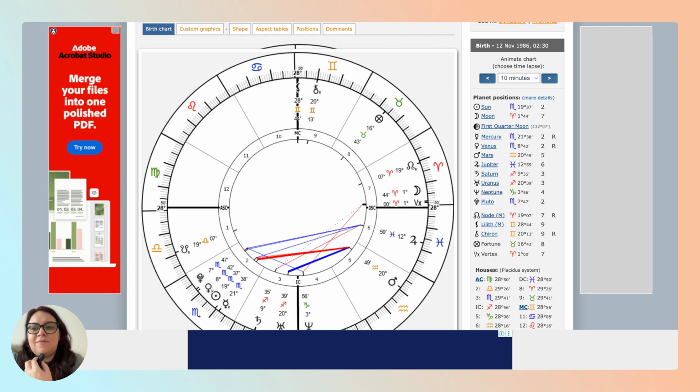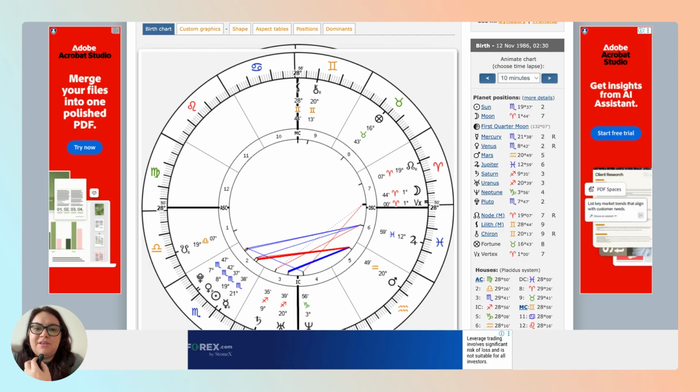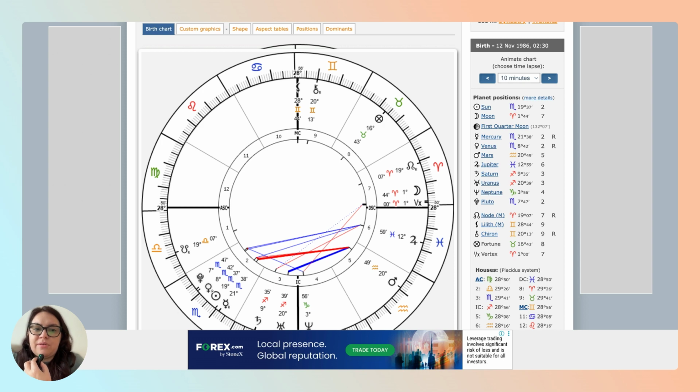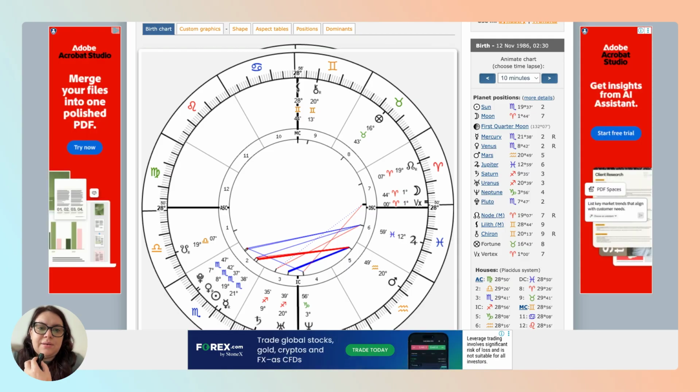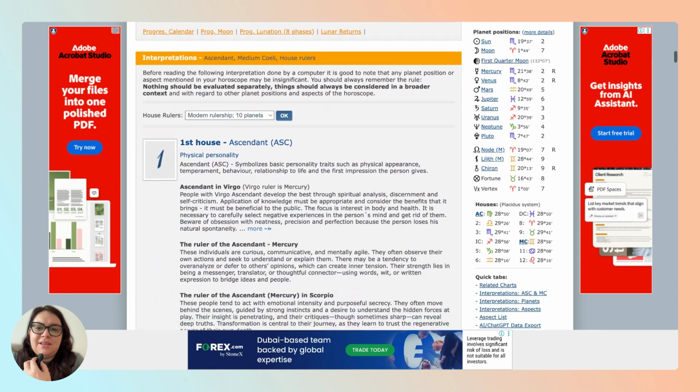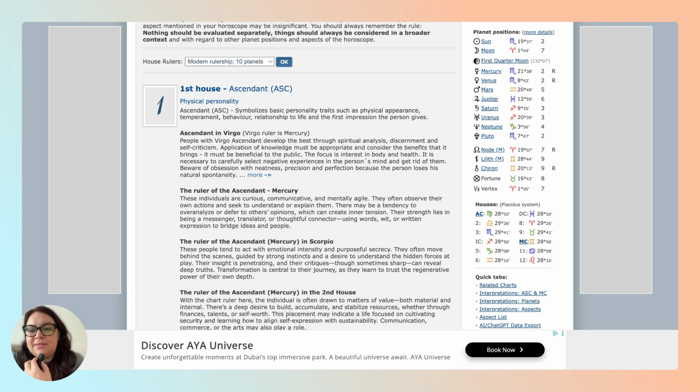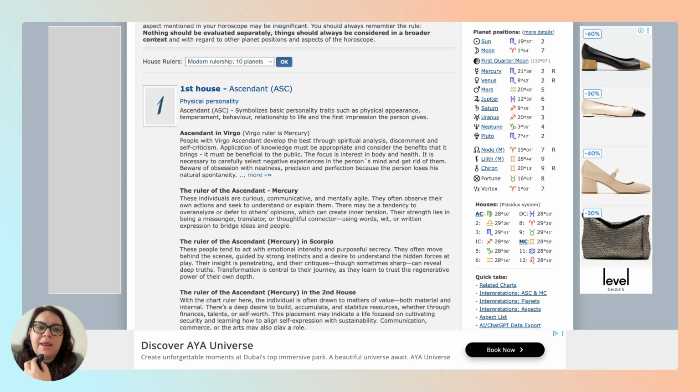But this is for beginners, the basics that you need to know to read your birth chart. Here on the side, you have the symbols: the Sun, the Moon, Mercury, Venus, Mars, Jupiter. This website is very interesting because at the bottom you have a basic generated interpretation of the birth chart, which is quite helpful.